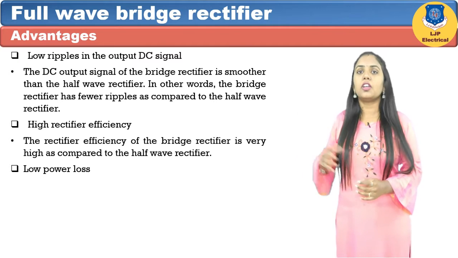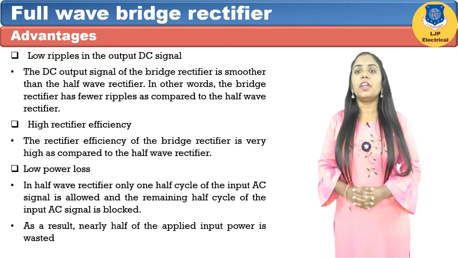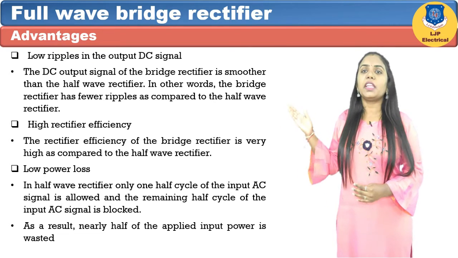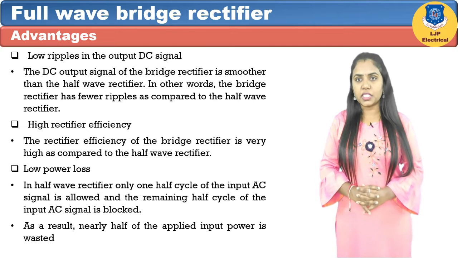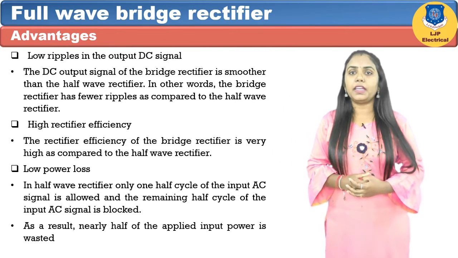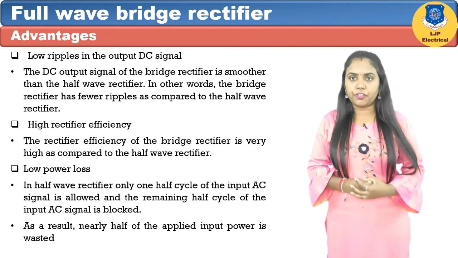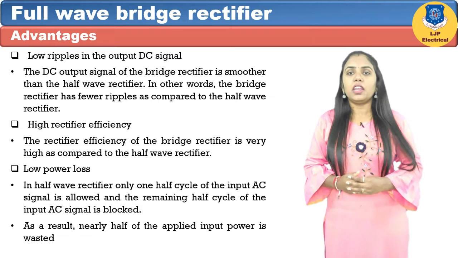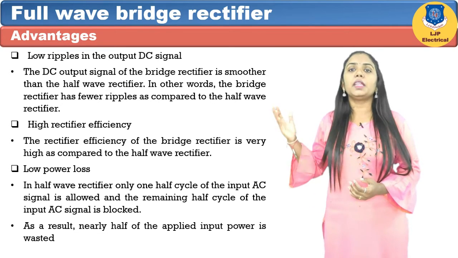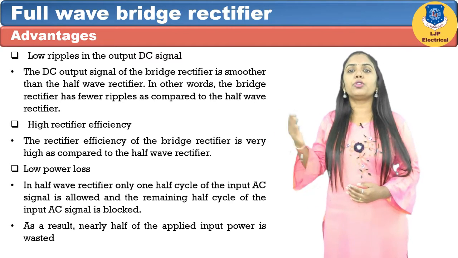The next is low power loss. In a half-wave rectifier, only one half cycle of the input AC signal is allowed and the remaining half cycle of the AC input signal is blocked. As a result, nearly half of the applied input power is wasted. However, in the bridge rectifier, the electric current is allowed during both positive and negative half cycles of the input signal. So the output power is almost equal to the input power.